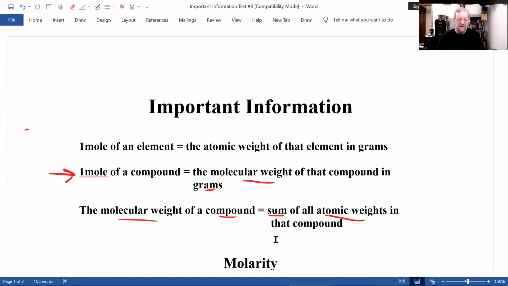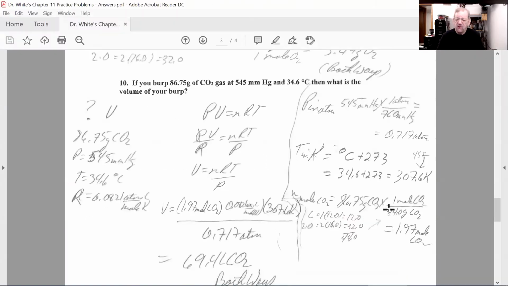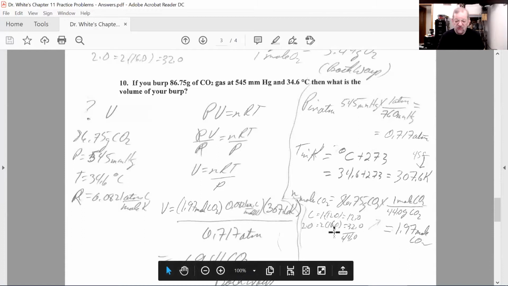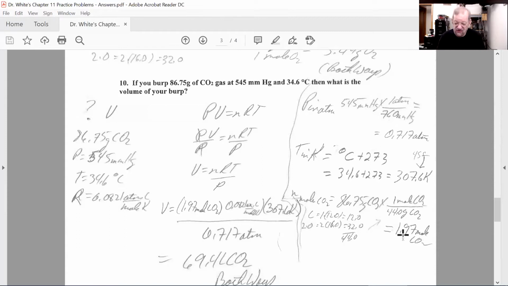Therefore, if I go back to my problem, where do I get the relationship of 1 mole of CO2 to grams of CO2? 1 mole is the molecular weight. Over here, the molecular weight is 1 carbon, 2 oxygens. Each carbon, to 3 significant figures, you will be given the same green periodic table, is 12.0. 1 times 12.0 is 12.0. 2 times 16.0 is 32.0. Add them up, 44.0. 1 mole is an exact number, and my answer here is 3 significant.